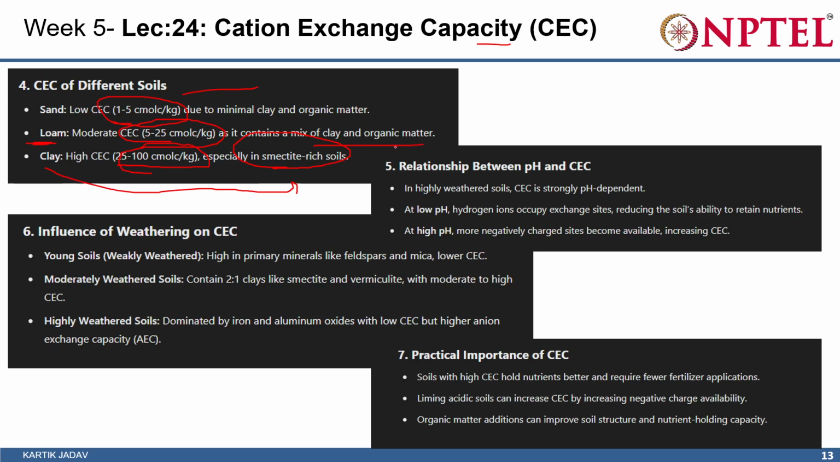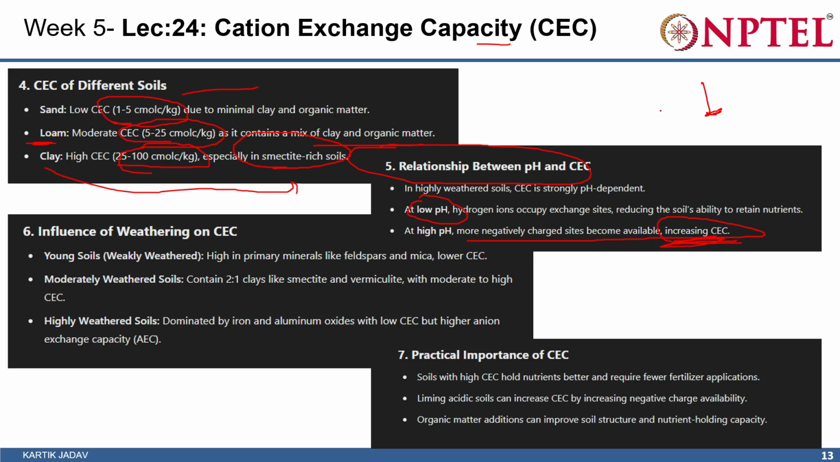Then we know there is a relationship between pH and cation exchange capacity. In highly weathered soils, cation exchange capacity is strongly pH dependent. At low pH, hydrogen ions generally occupy exchange sites, reducing the soil's ability to retain nutrients. While at high pH, more negatively charged sites become available and it increases the cation exchange capacity. That's why we say that at lower pH, the leaching of nutrients is higher, because it has a lower cation exchange capacity at lower pH.